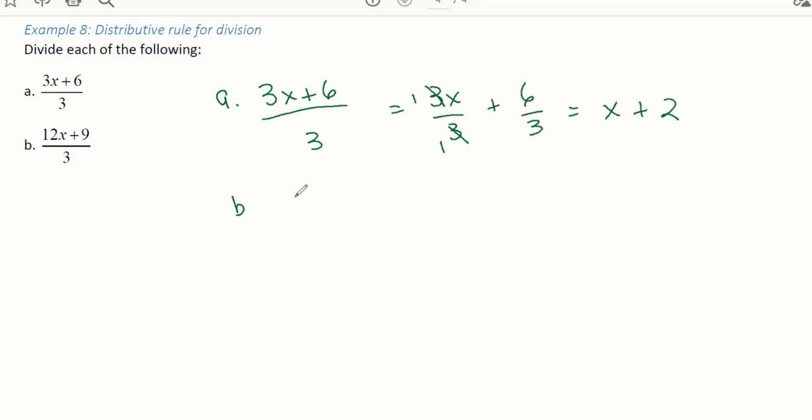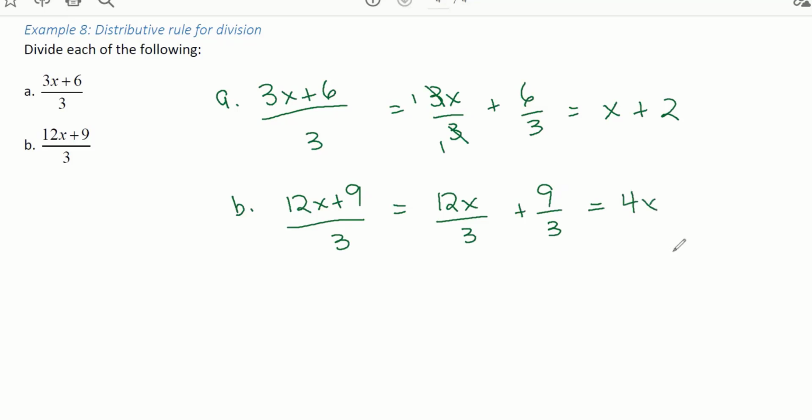With B, 12x plus 9 over 3. We have 12x over 3 plus 9 over 3. 12 divided by 3 is 4, so 4x, plus 9 divided by 3 is 3, so 4x plus 3.